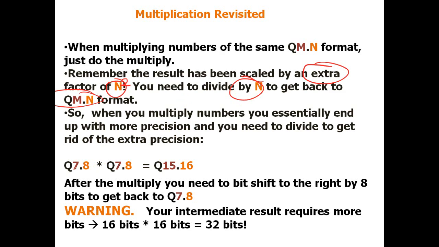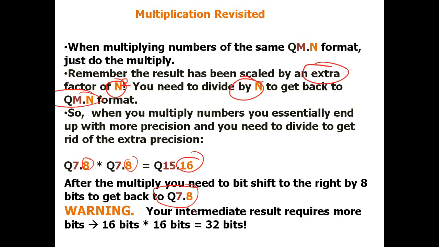So a Q7.8 and a Q7.8: we have 8 fraction bits, and that's a scale factor of 256. Multiplying those, we add the exponents, and we get a factor of 65,536, 2 to the 16th. We get more precision. We get a Q15.16 number. After we do the multiply, we just need to bit shift to the right by 8 to divide and get back to Q7.8.